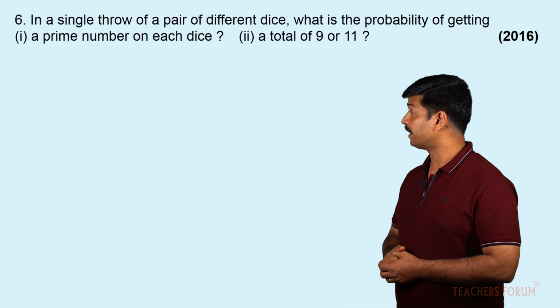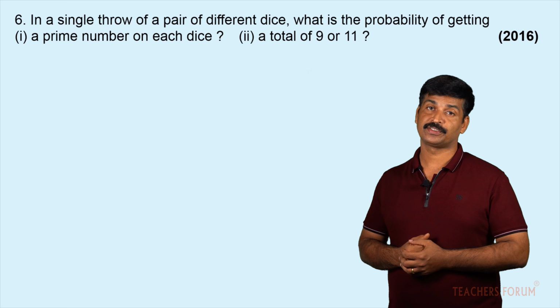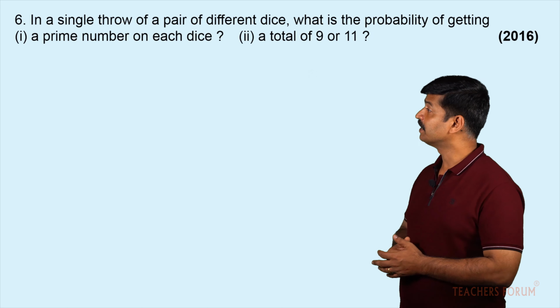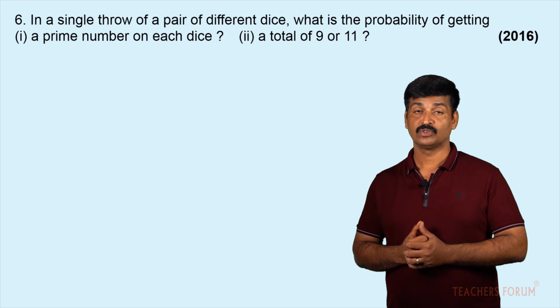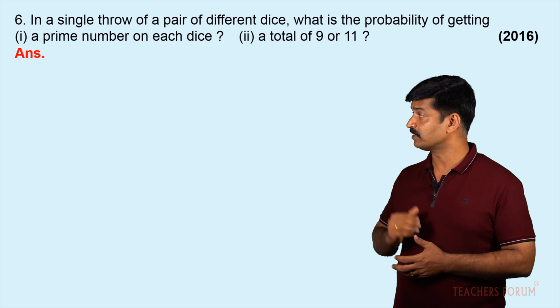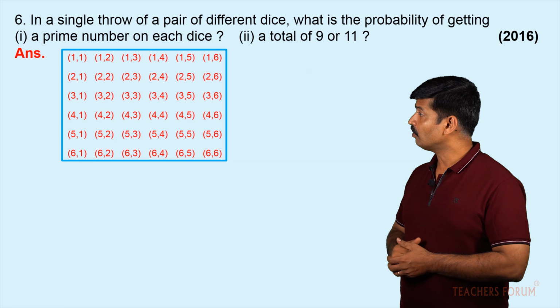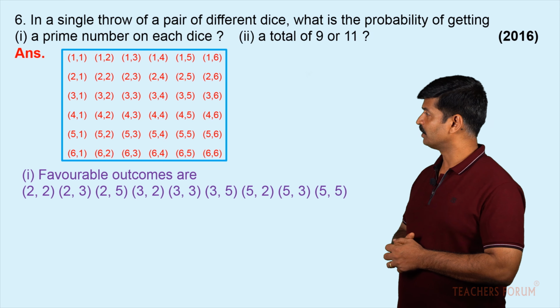Next question. In a single throw of a pair of different dice, what is the probability of getting a prime number on each dice? The first one is you have to find the probability of getting a prime number on each dice. You are throwing 2 dice at a time. So the sample space, you know how to write it. The sample space is given. Now what are the favorable outcomes? The favorable outcomes are 2, 2, 2, 3, 2, 5.